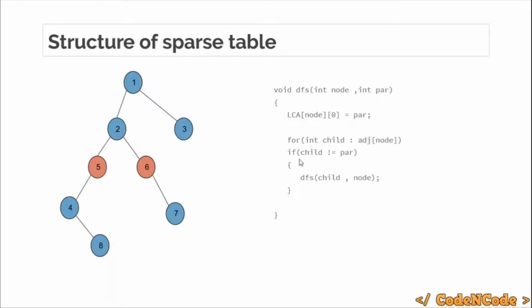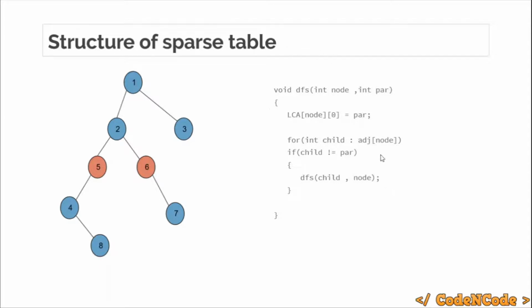To make sure of what we are doing here, if in the adjacency list of node 6 the child is not equal to parent, that is if child is not equal to 2, then we would be making a DFS call to that. I hope you already know how this works, this DFS run without using visited array. So this is simply DFS without using visited array. If in the adjacency list of node, child is not equal to parent, we would make DFS call to that node as well.